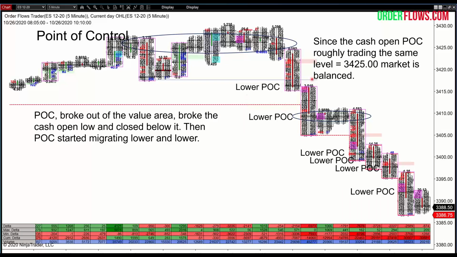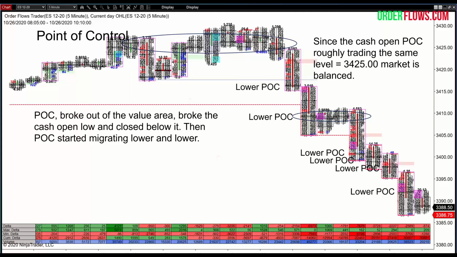So again, this line here, 34.17, is the low of the cash opening period. You call it the initial balance low. It takes it out. Right, we got a lower point of control, it just sort of rotates around, and then boom, lower point of control, lower point of control, lower point of control. So that's how you can use point of controls, right? Keep you on the right side of the market.